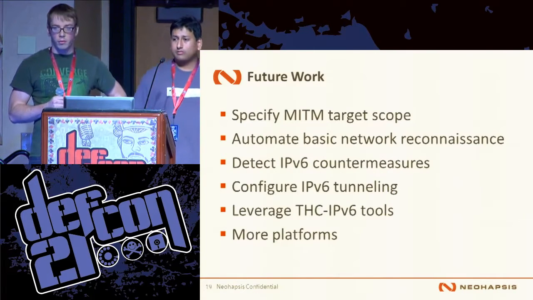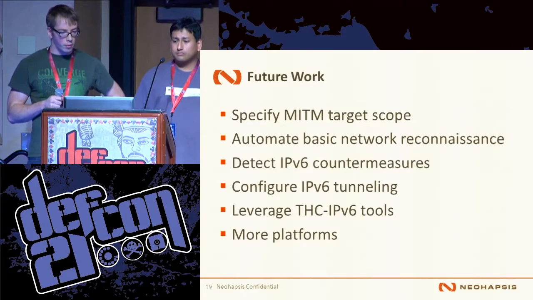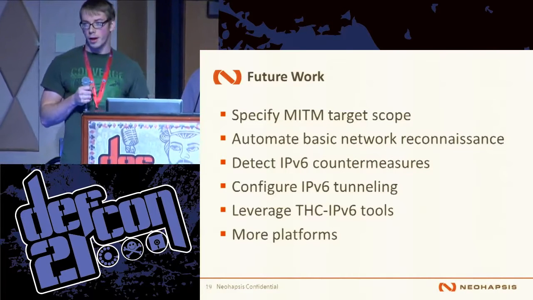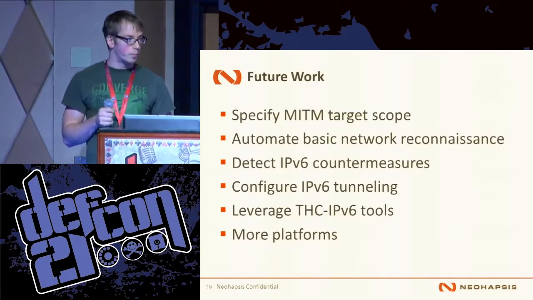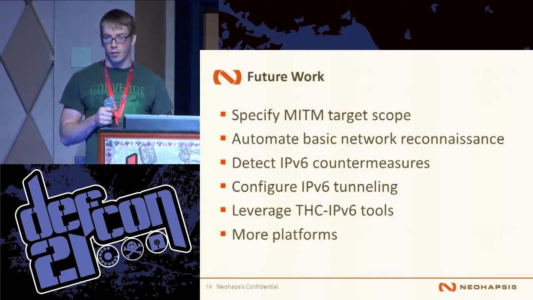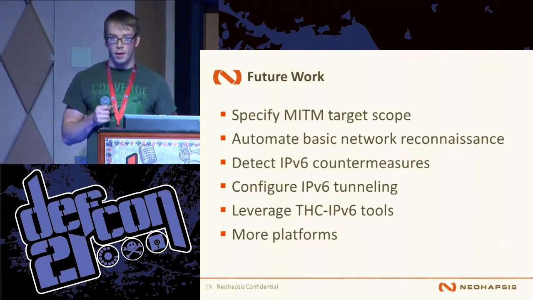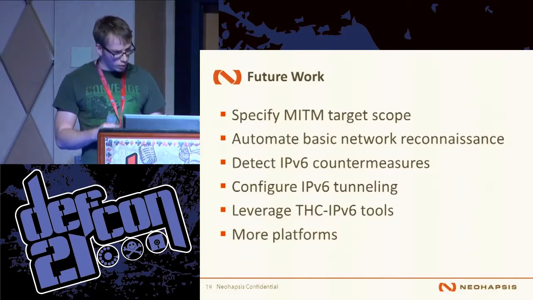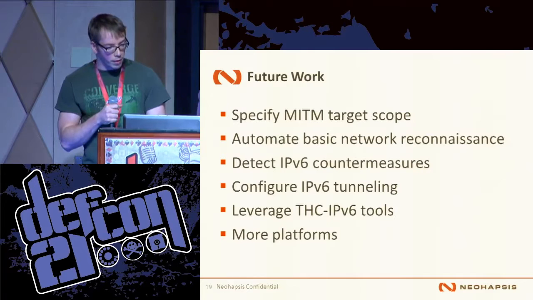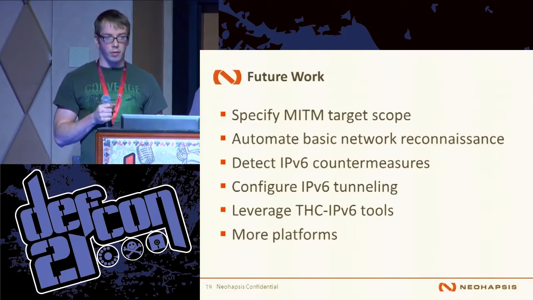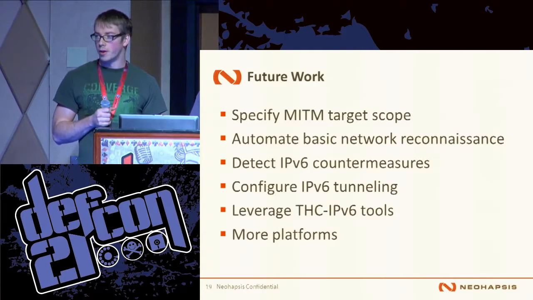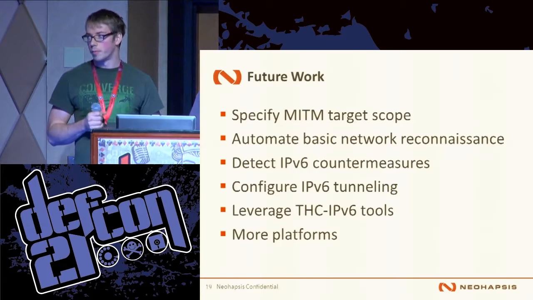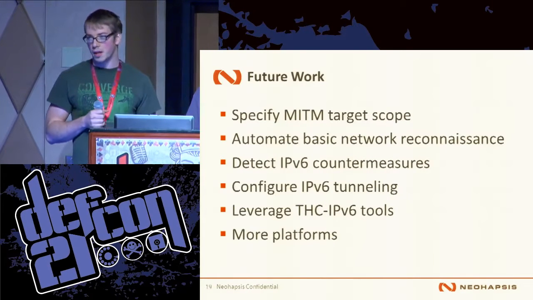So yeah, there is some room for improvement, and we think one of the biggest things is to actually specify the target scope, because right now it snags the whole subnet, and that's a little noisy. If you're on a pen test and you're just targeting a specific server, you really don't want to route everything. We'd also like to automate some basic network reconnaissance. It'd be nice if the script just picked the free IP address for you, so you didn't have to specify that. That's one less step that somebody could mess up.